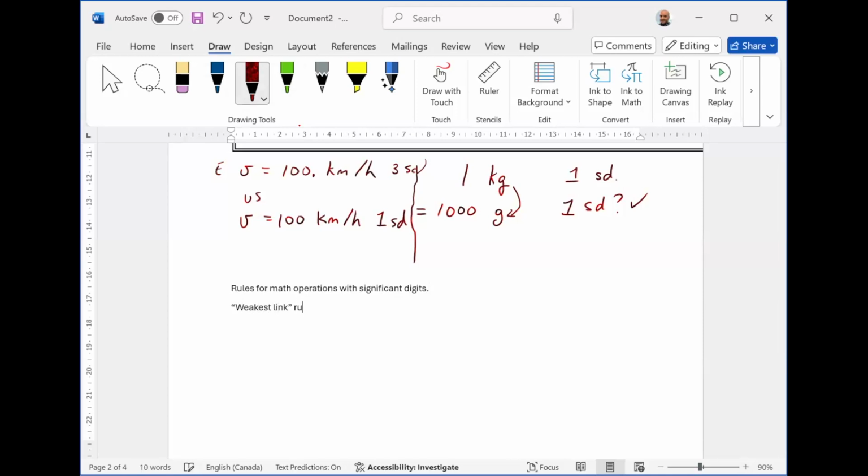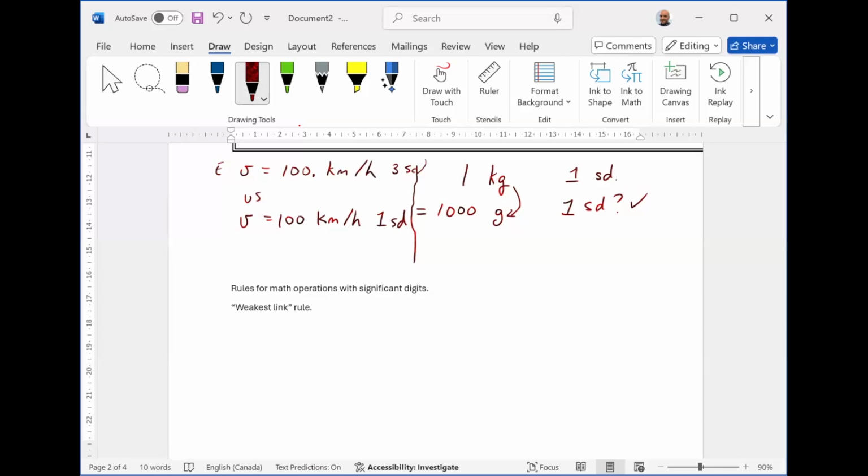rule. You guys know where that comes from? The term weakest link? It's like a saying in English. Do you know how it's part of a saying? So what's the rest of the saying? A chain is only as strong as its weakest link. Exactly. So you could have a chain and that chain could be super strong, but if there's one link that's weak, then the chain fails. And so we use that as an analogy for significant digits.